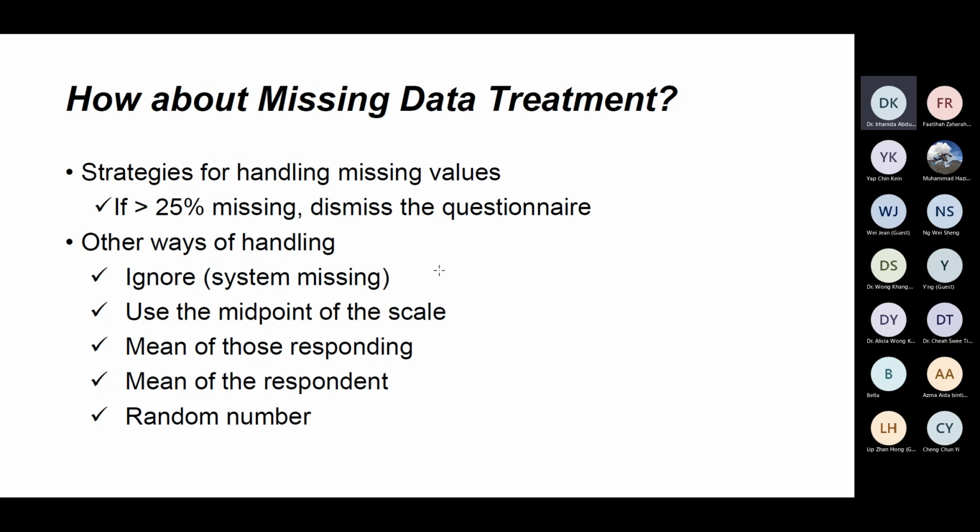Let's say we have 100 questionnaires and 80 people answered. We use the midpoint of the people who answered. That is also possible, but not encouraged, as it is not so valid. Using the mean of the respondents, or simply keying in a random number, is totally not encouraged. I think this one is a very desperate measure.